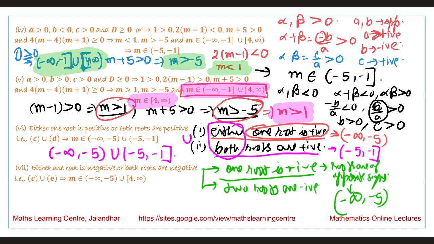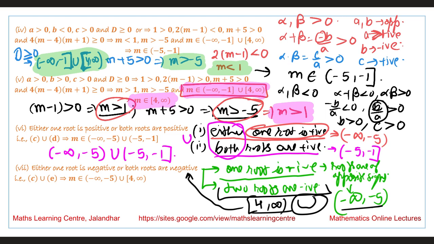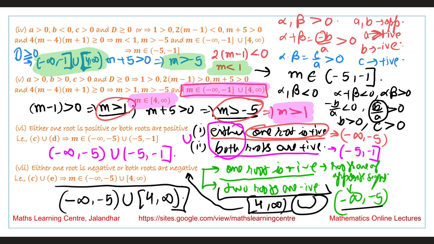And when we are saying that two roots are negative, this is the case we have discussed, and the answer we have is 4 comma infinity. So the union of these two intervals will give us the answer for either one root is negative or both are negative. So the answer we obtain is minus infinity to minus 5 union 4 comma infinity. These are the values of m for which either one root is negative or both roots are negative.